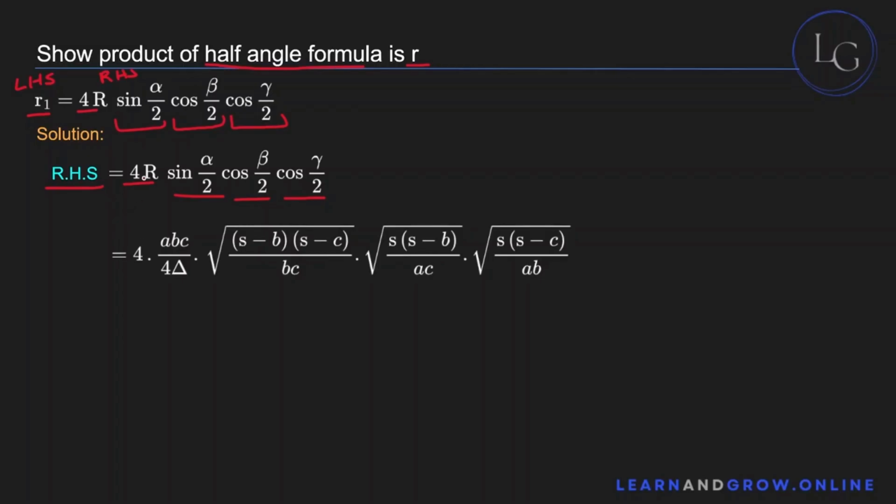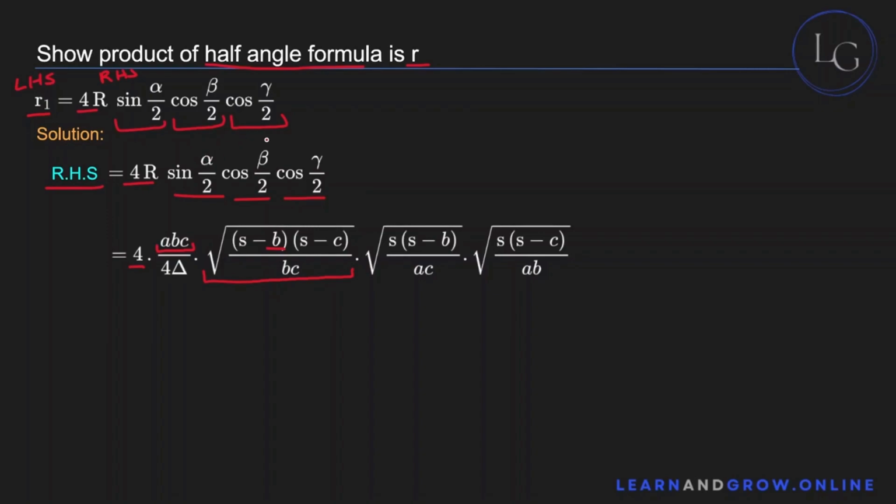Now you can write down 4R as this. 4 into R is basically the product of the three sides over 4 into the area of the triangle that these three sides make, into sine alpha by 2. Using the half angle formula, it can be written like this, right? Square root of S minus b into S minus c over bc, right?